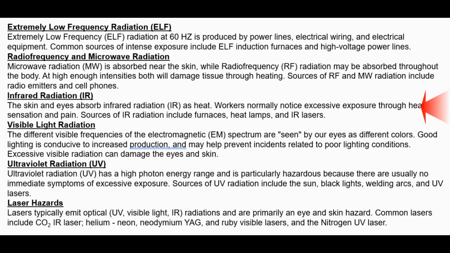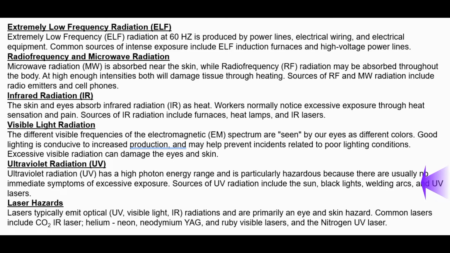Infrared. The skin and eyes absorb infrared radiation as heat. Workers normally notice excessive exposure through heat sensation and pain. Sources of IR radiation include furnaces, heat lamps, and IR lasers. Visible light. The different visible frequencies of the electromagnetic spectrum are seen by our eyes as different colors. Good lighting is conducive to increased production and may help prevent incidents related to poor lighting conditions. Excessive visible radiation can damage the eyes and skin.